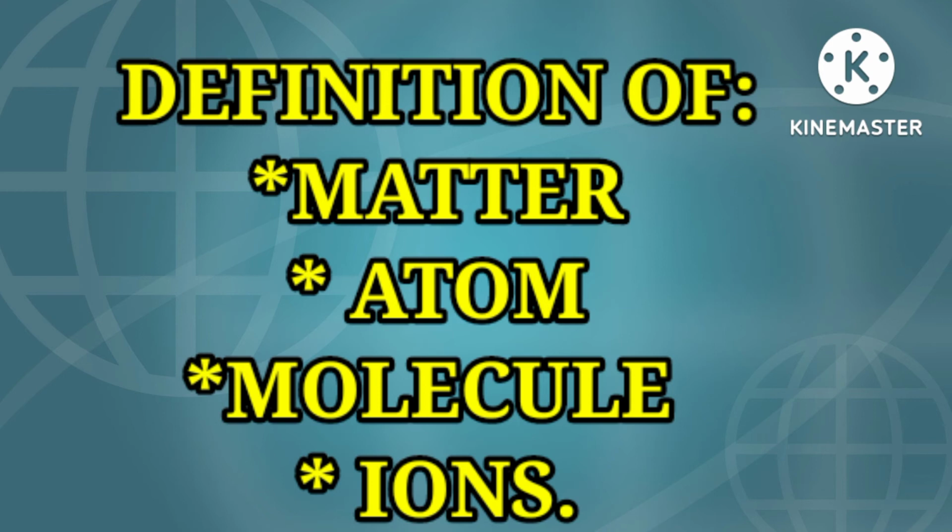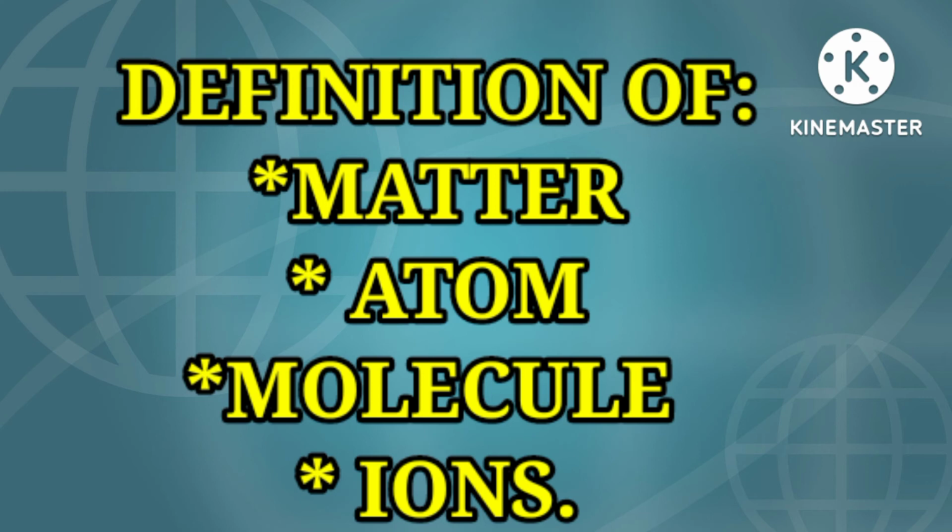A molecule is formed when two or more atoms are chemically joined together. That is, the combination of atoms of the same type produces a molecule of an element. For example, we have H2, O2, N2, Cl2. While the combination of different types of atoms produces a molecule of a compound. Example, we have sodium chloride, that is NaCl. We also have calcium chloride, that is CaCl2, and hydrogen chloride, that is HCl, and so on.